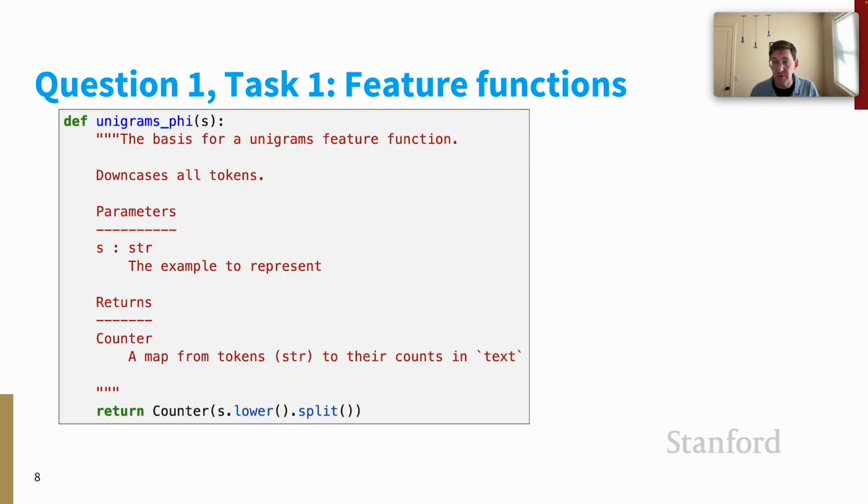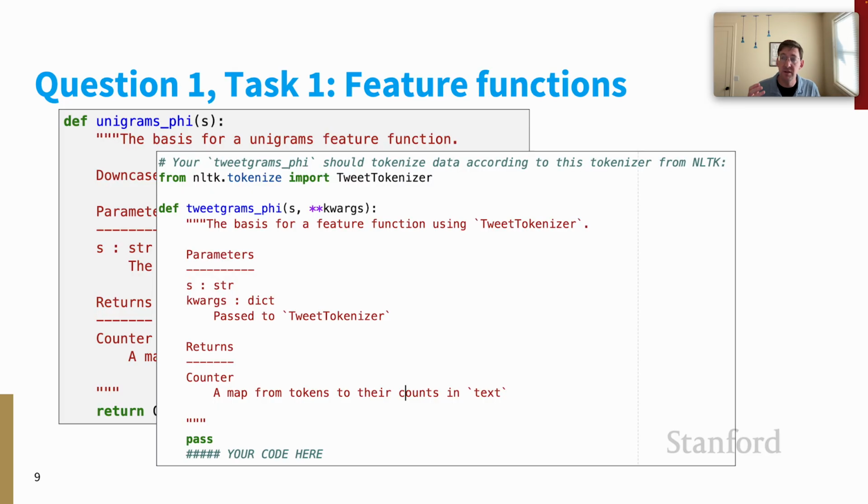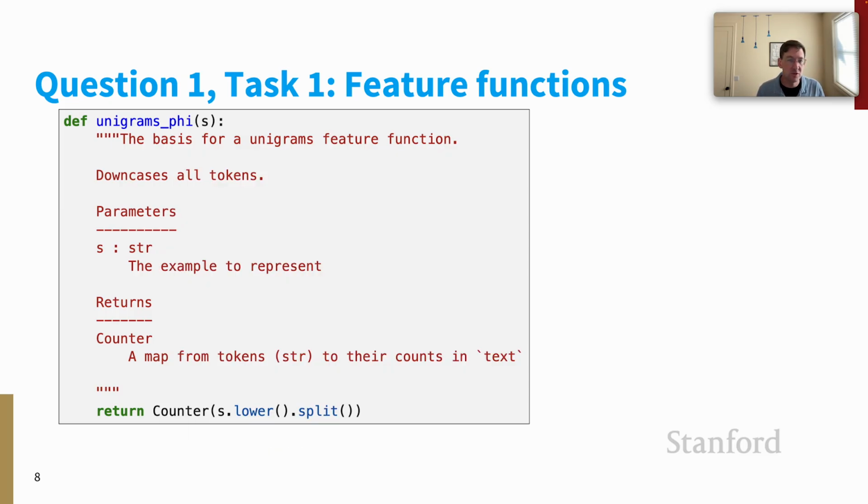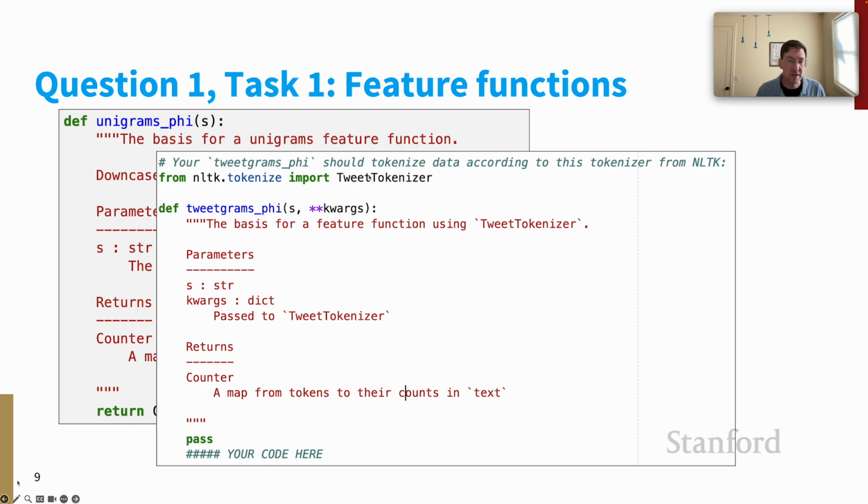So that's our example, and then the task here is simply to write a better version of that. We've called that tweetgrams phi, and the core of this is just using this really nice tokenizer from NLTK, which does a good job with things like emoticons and other kinds of punctuation. It will be a superior basis for feature functions. This is a very simple coding task. The idea here is to get your creative juices flowing. Having written this feature function, you might think about new ways of tokenizing or new things you could do in terms of featurization to build ever more powerful models. So this is just the start.